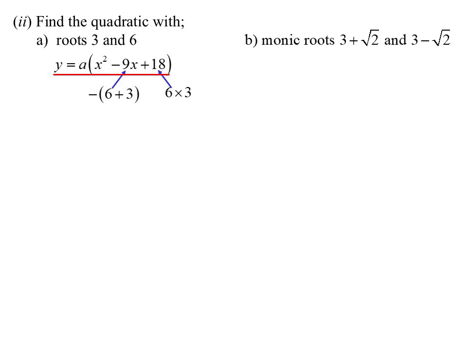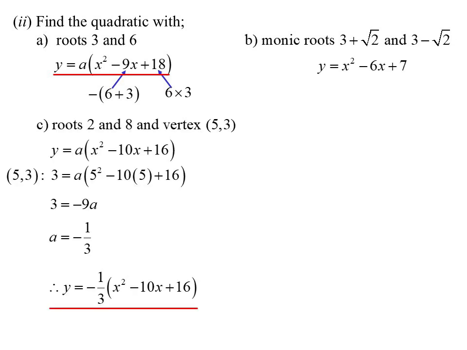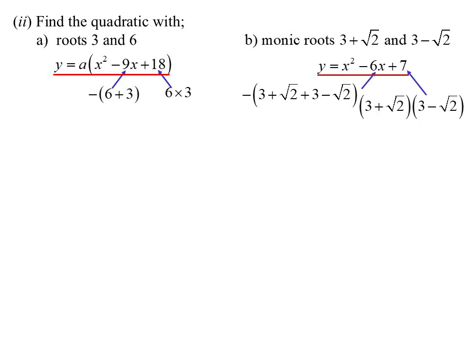And it has roots 3 plus root 2, 3 minus root 2. But I can still use the same idea. The solutions will always be conjugates. So in this case, 3 plus root 2, 3 minus root 2. Nice thing about conjugates, when I multiply them together, difference of two squares, I get a nice number. In this case, 7. And when I add them together, the irrational part is going to cancel. So I get 3 plus 3 is 6. So we get x squared minus 6x plus 7.